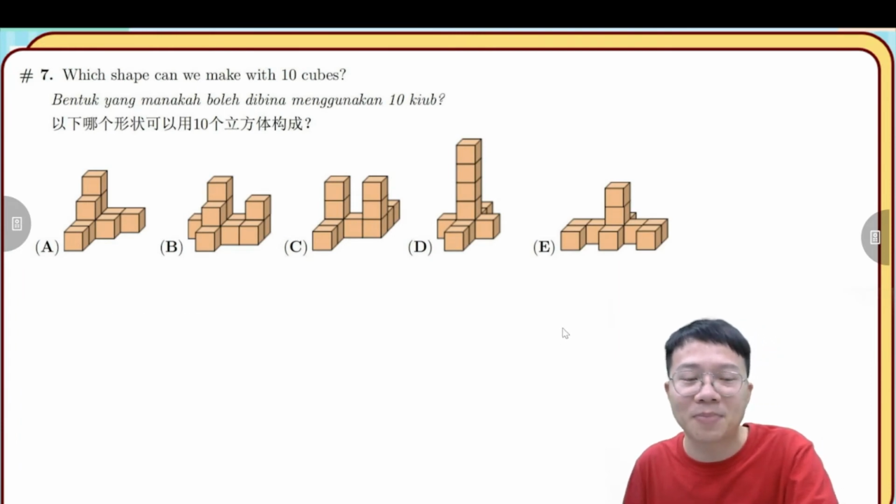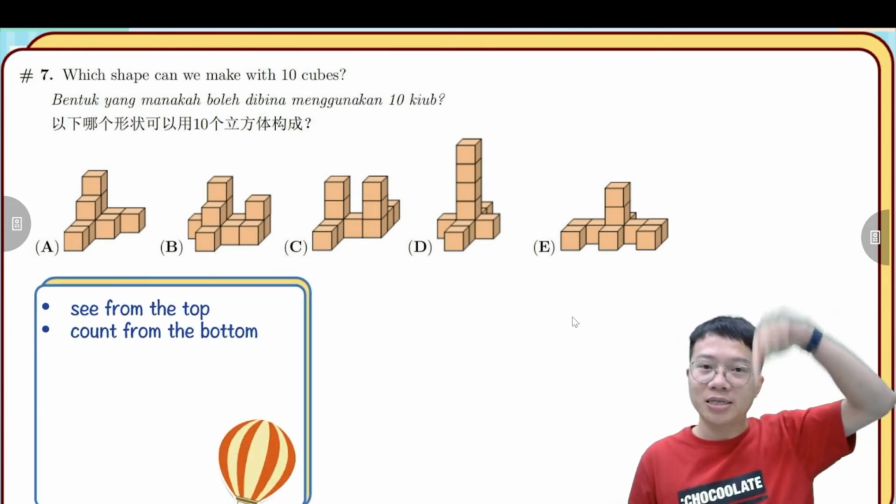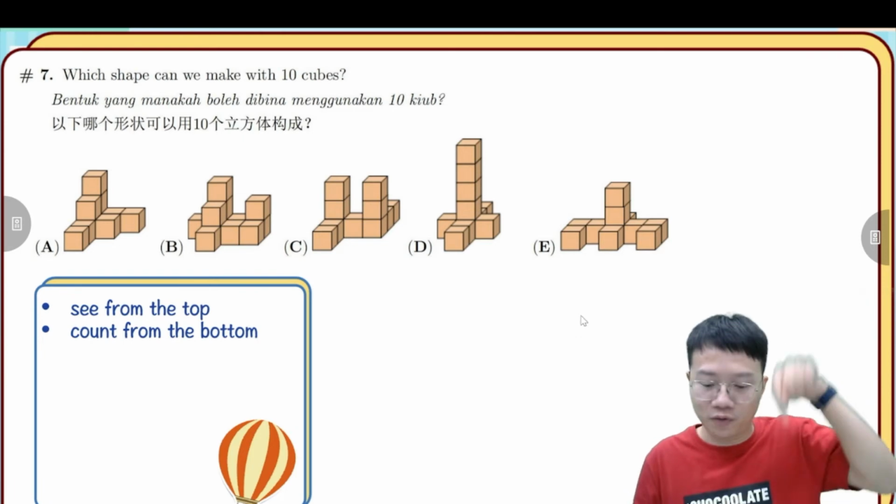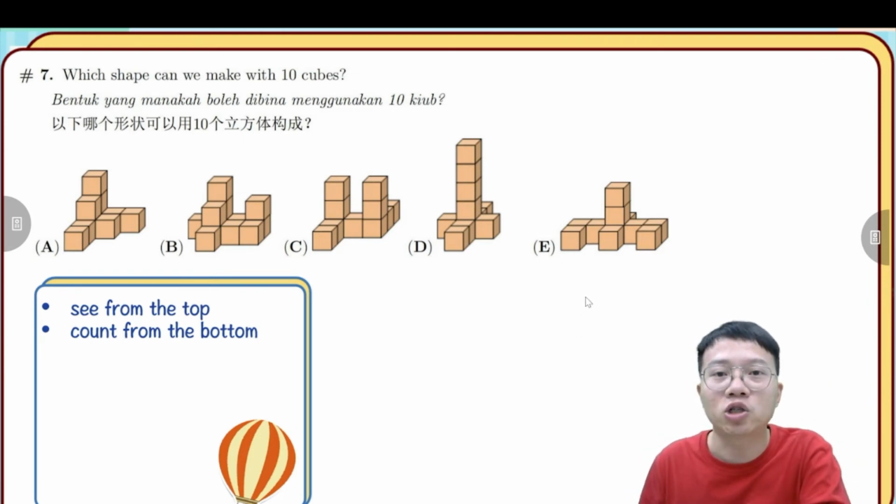Okay, and then let's go back here. When we have this method, we see from the top. First look from high to low, that is, the top view. And then we can count from the bottom to the top.